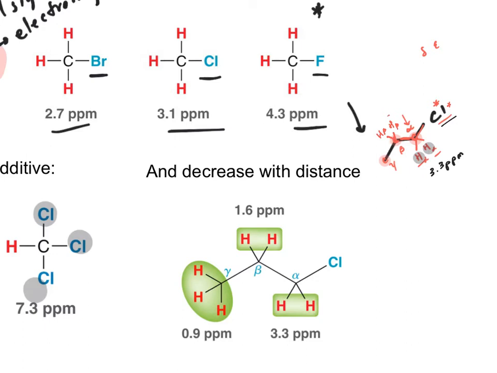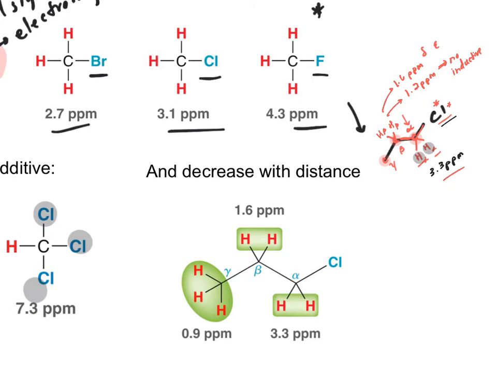Normally, we would expect to find these at about 1.2 parts per million if there were no inductive effects. But because of the chlorine, which is 1, 2, 3 sigma bonds away, it still has an overall effect. The signal for these is actually at 1.6 parts per million, so it is shifted further downfield. There is still some deshielding, but because they're at the beta position, it's much less than at the alpha position.